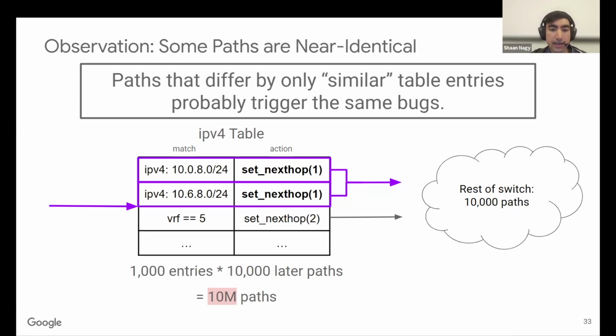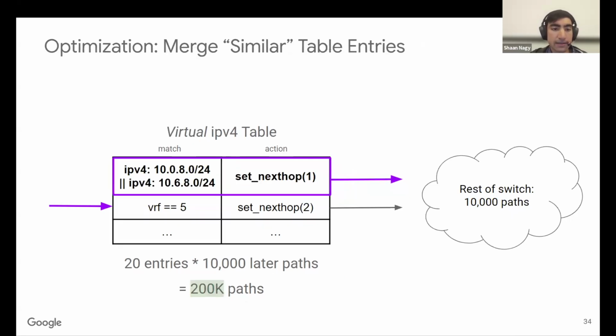What that means is that we don't have to treat all of these 1,000 entries separately, and we can instead merge them into something like this. So here, those 2 entries from before got combined into a single entry, where the action is the same, and the match is either the first match or the second match. And so we call this a virtual IPv4 table. So maybe, for example, the number of entries dropped from 1,000 to 20, and so we end up with a 50x reduction in the number of paths that we have to explore without any significant loss of coverage.